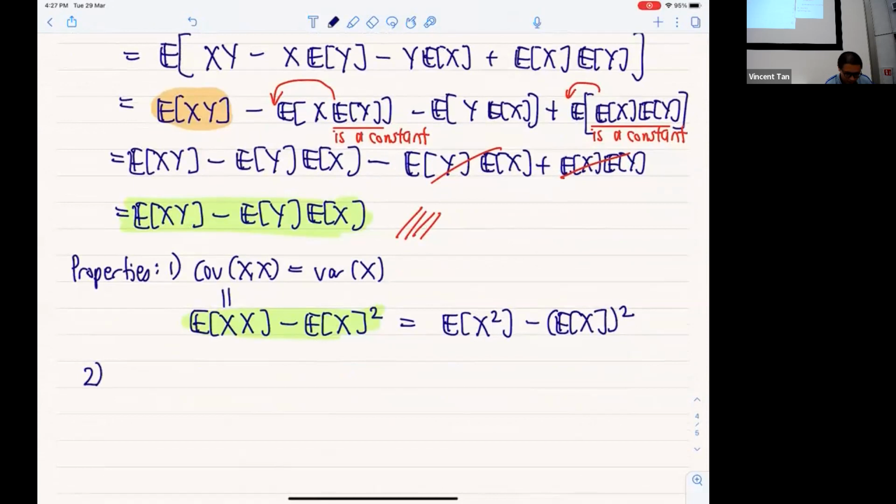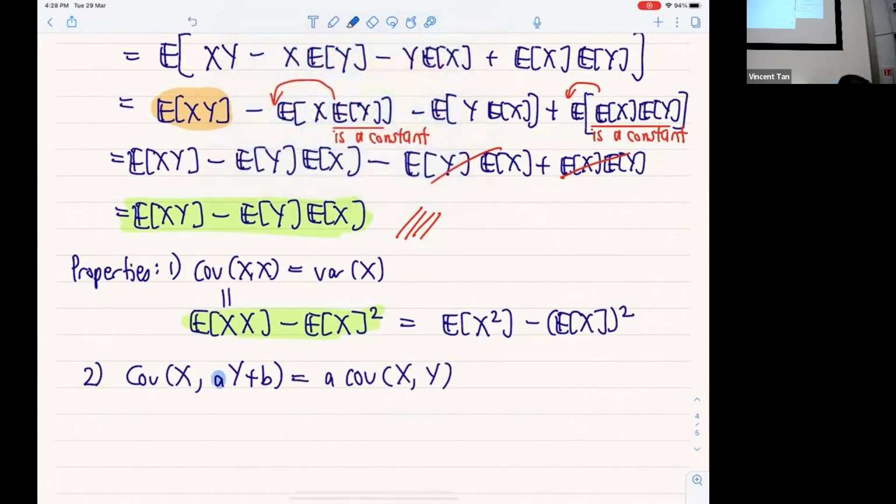Property 2 says that if you have the covariance of x and ay plus b, so y gets transformed to ay plus b, then this is going to be a times the covariance of x and y. Notice the following, very important: the a gets outside by 1 copy only. This is different from variance. I will remind you of the variance shortly. And furthermore, this shift disappears. The right-hand side has no shift. This is similar to variance.